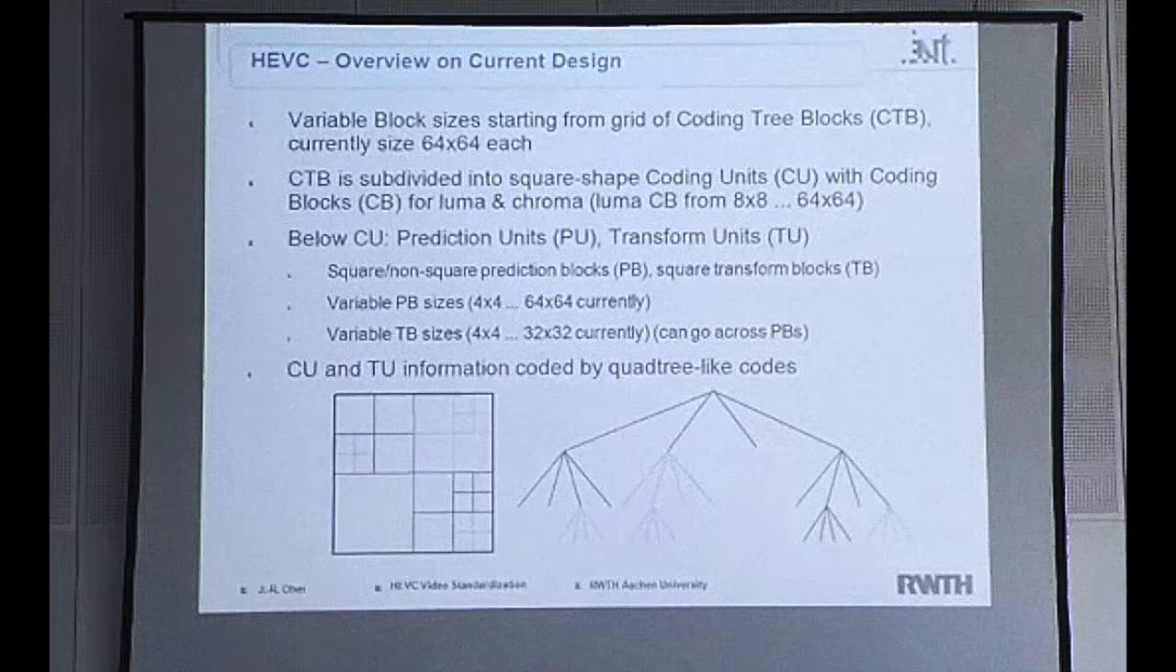But virtually all of them have the same tree structure. At least for YCbCr 4:2:0, as we are currently doing, it would be overkill to have different tree structures for luma and chroma components. And then what you have here at the smallest squares are the so-called coding units. Coding units can become as small as 8 by 8.